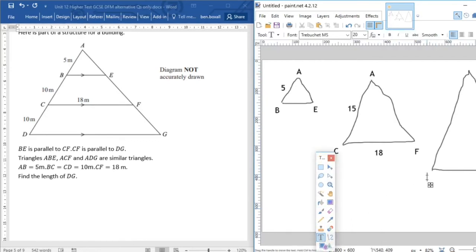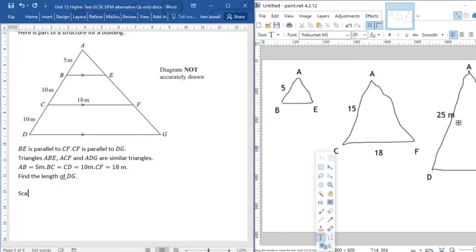So that's D. A. Clock's gone off again for some reason. And this is G. Okay, what do I know about that triangle? I know AD. If you look at the original diagram, you should be able to see that AD is 25 meters. Okay, and it wants DG there. So I can use these 2 triangles to help me get this.